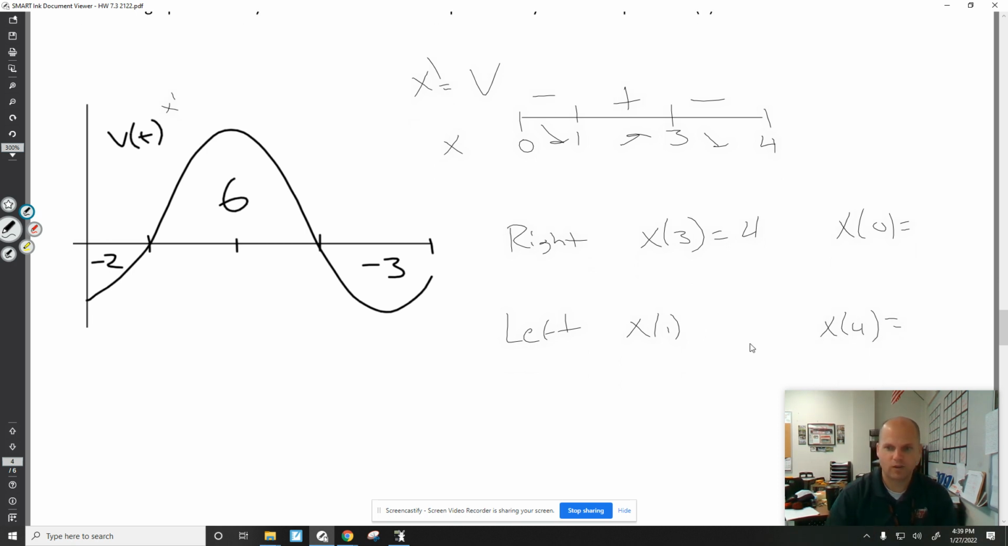Now, let's figure out the positions. Well, I know at time 3, I'm at 4. Well, at time 4, I've gone to the left 3. That's how I get to a position of x of 4 of 1, right? So I start at 4, I go left 3, I got 1. Now, from 1 to 3, I go to the right 6. Okay, let's think about this, and you can use this formula. I know x of 3, that's 4, but I'm trying to figure out x of 1, and I know my displacement from 1 to 3.